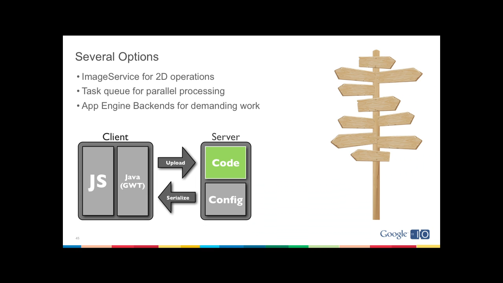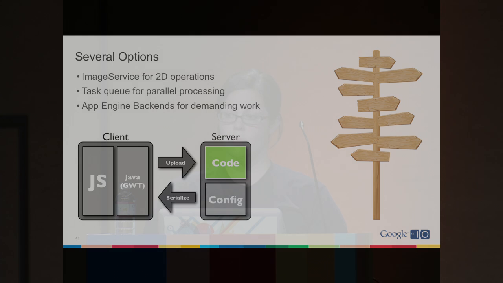If you've got 2D data, you want the image service. If you've got a bunch of medium-sized jobs, the task queue is a really good choice. And if you have really, really heavy processing to do, you might want App Engine backend. So I'm going to talk about each of these. They're all sort of server-side ways you can do processing.